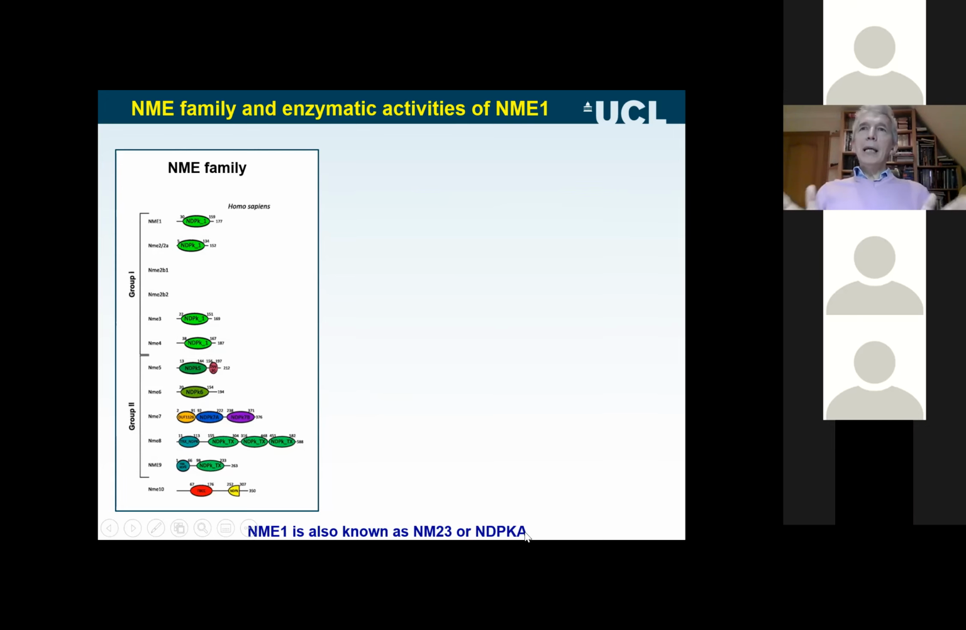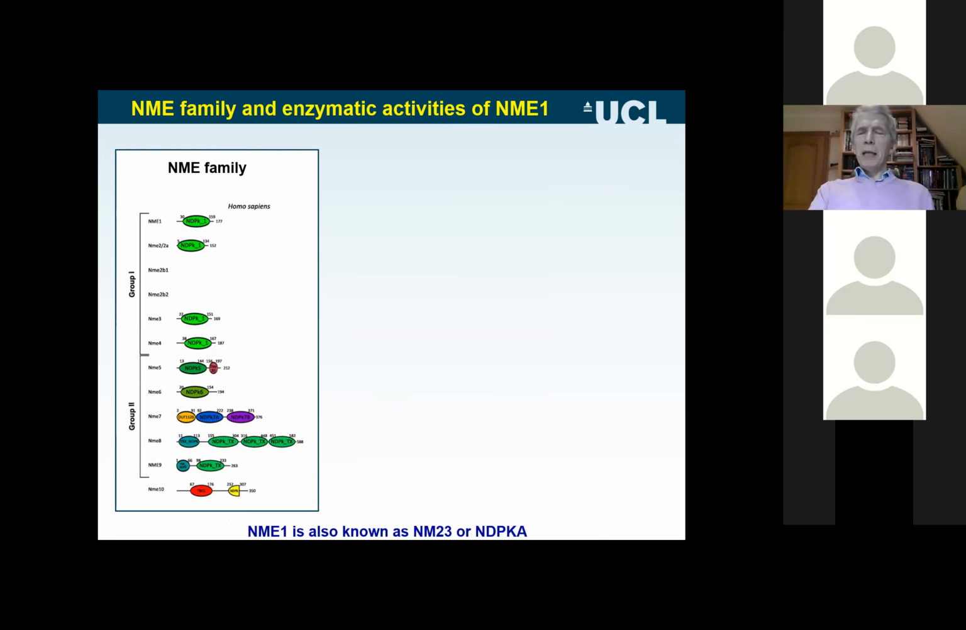This protein is expressed at high level in tumors which have low metastatic potential. When the level of NME1 is reduced, as with other metastasis suppressors, these tumors are prone to metastasize much faster.